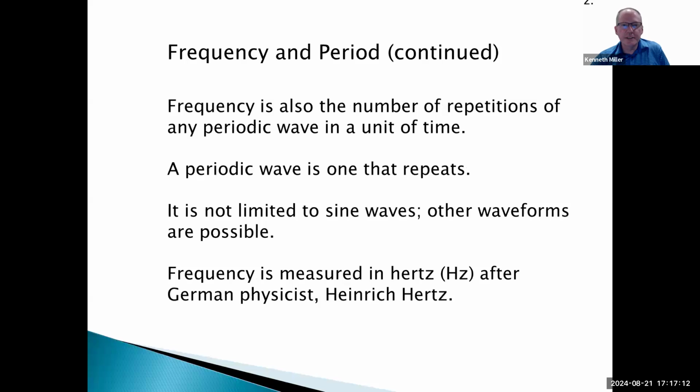So the frequency is the number of repetitions of any periodic wave in a unit of time. And a periodic wave is one that repeats. Sine waves repeat, but it's not limited to sine waves. Other waveforms are possible. Our digital signal, which is a square wave, is also repetitive, and it will have a frequency. And hertz is named after the German physicist Heinrich Hertz, who found that relationship.